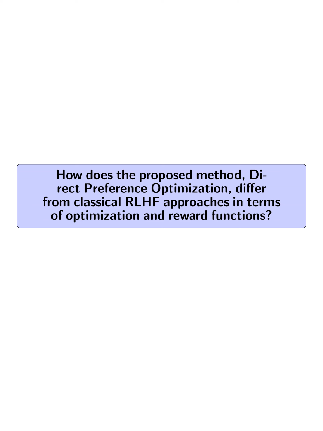How does the proposed method, direct preference optimization, differ from classical RLHF approaches in terms of optimization and reward functions?